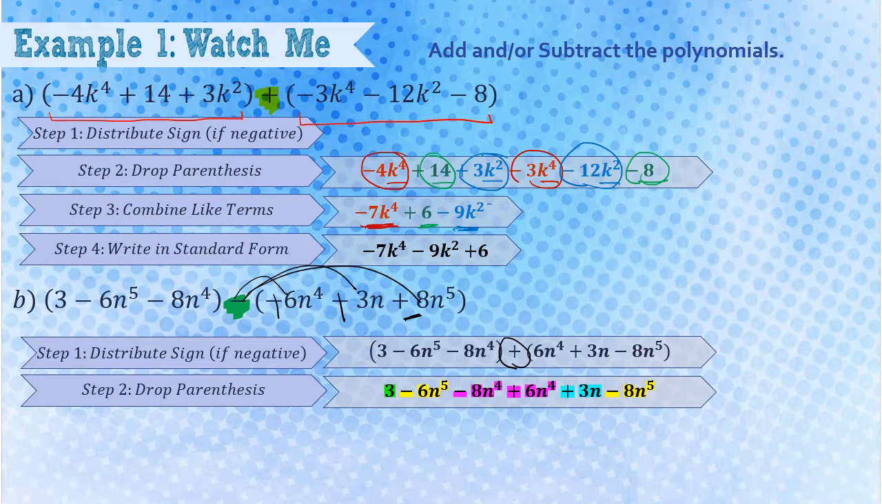Second step, we can drop the parentheses. So I've taken that same polynomial that we're adding, and now I've color coded my like terms. So I've got 3 out here. It's a constant. There are no other constants in this problem. That's why it's the only green term.